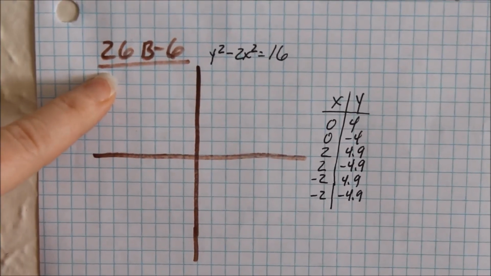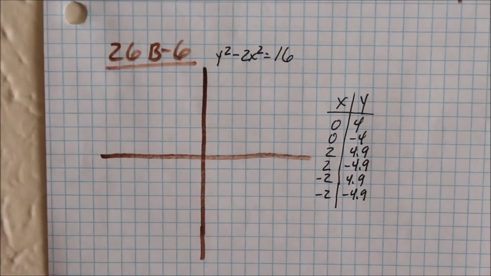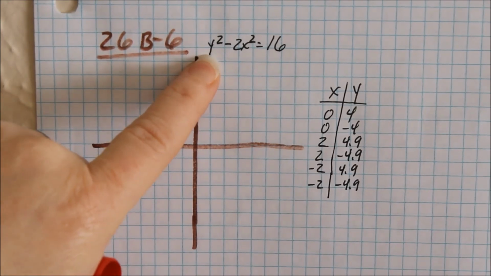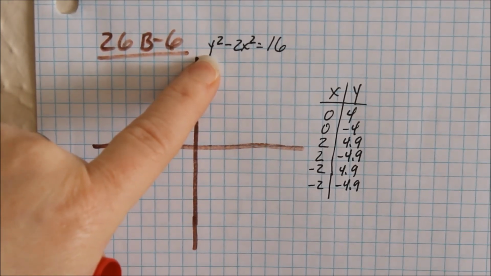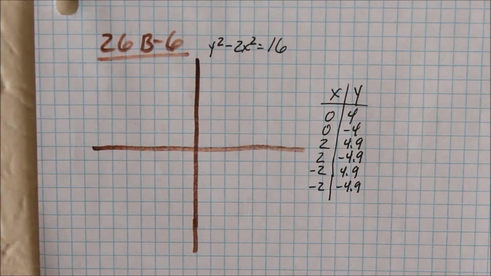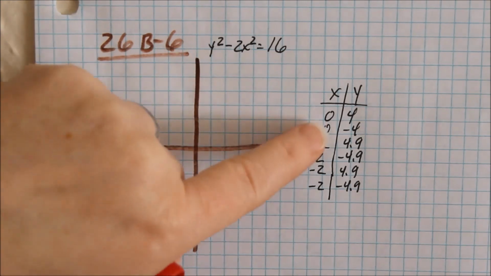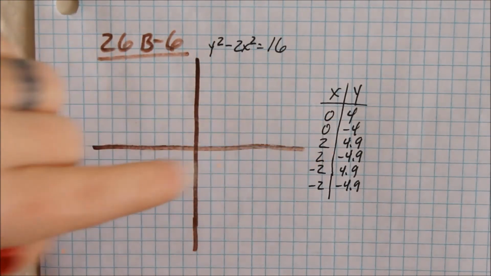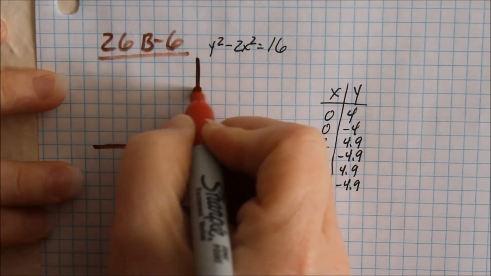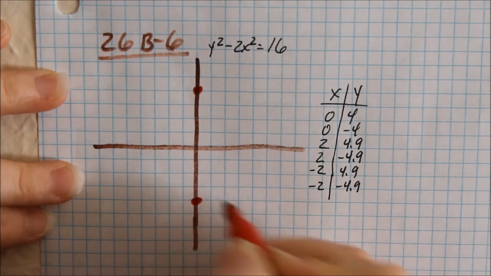Okay, now we're graphing 26b6. We have y squared minus 2x squared equals 16. Our y squared term is first, which tells us we will be crossing the y-axis, which means we will have a U and an upside down U. So first you had to determine where you are crossing the y-axis, which meant letting x be 0. So we're crossing the y-axis at a positive 4 and a negative 4. So right there, and 1, 2, 3, 4 there.